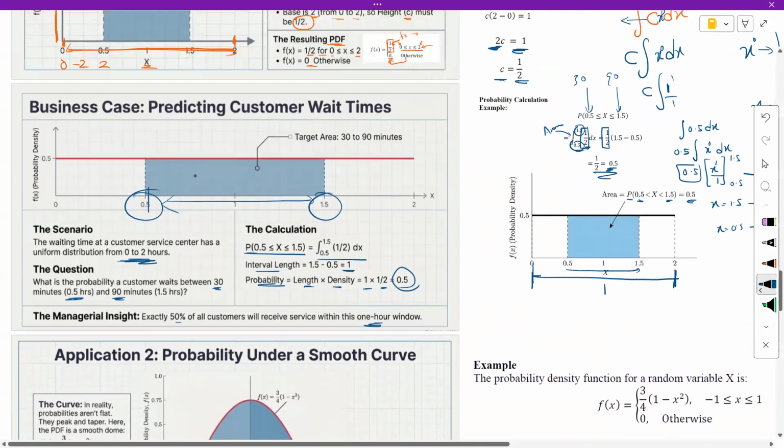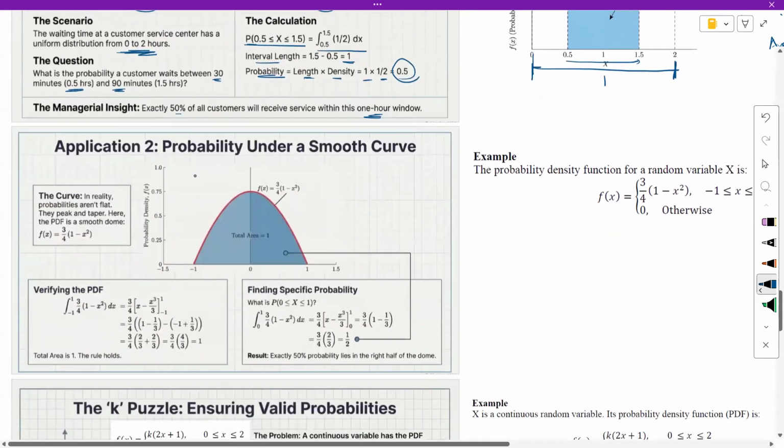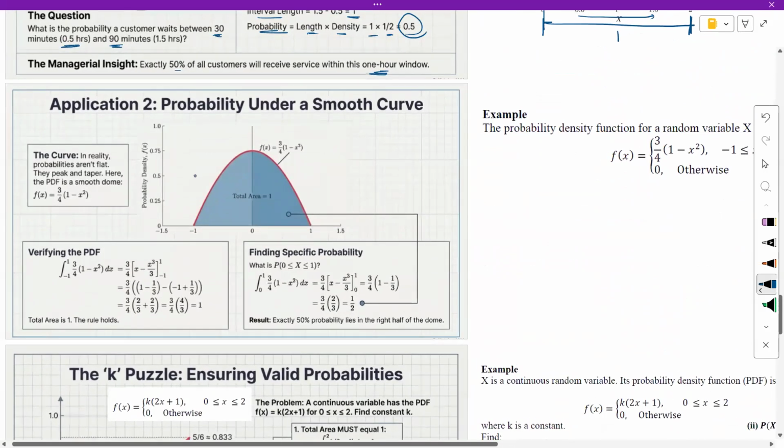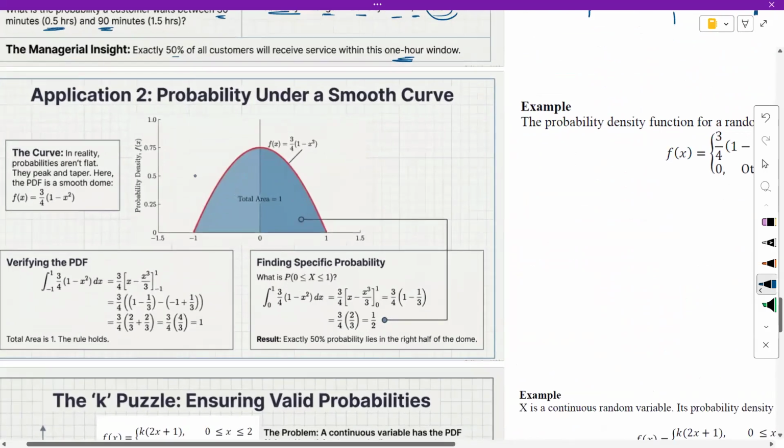Any doubt here? Any questions? Right. Now we move to the second example.